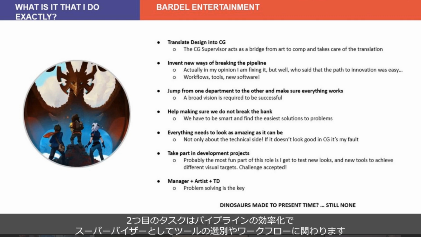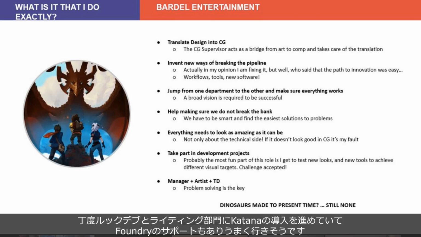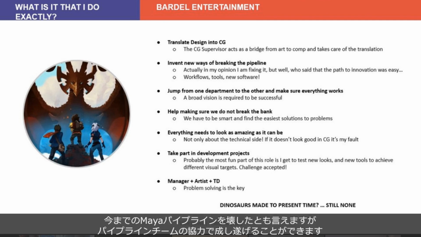The second task is inventing new ways of breaking the pipeline, which is fun and not fun at the same time, meaning that CG supervisors are the ones that bring new tools, new software inside. For example, Katana, where right now we're switching our look dev and lighting departments to Katana. And thanks, Jordan, for all the support, by the way. It's really amazing. And it's, of course, the pipeline that was there for Maya before doesn't work anymore.